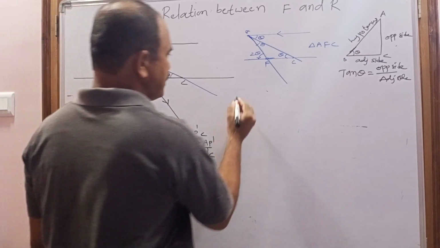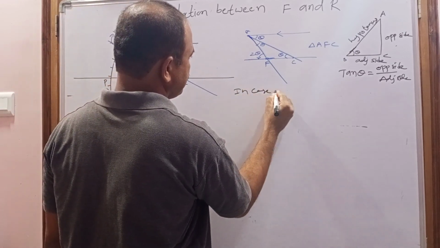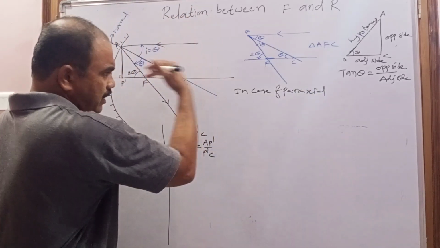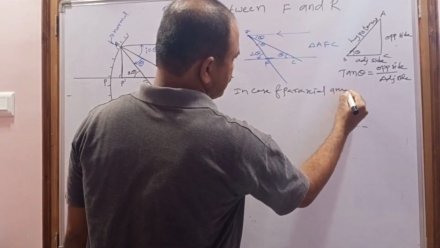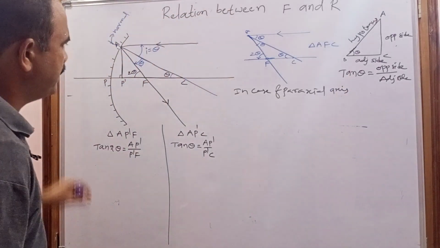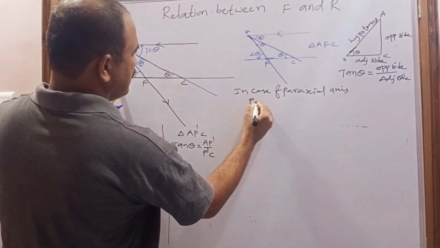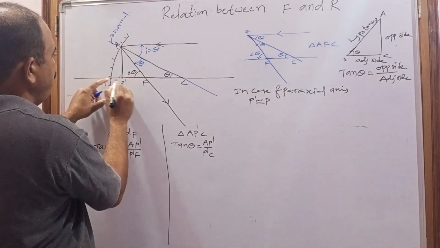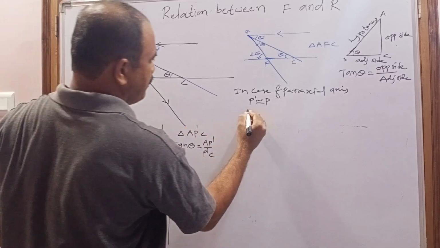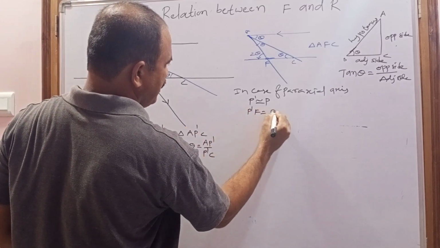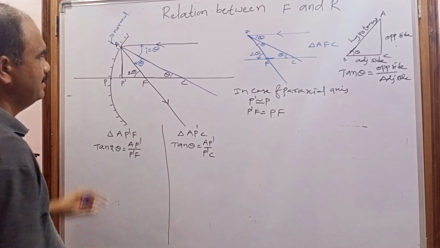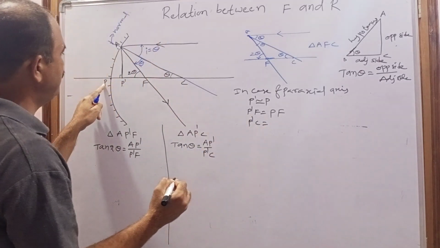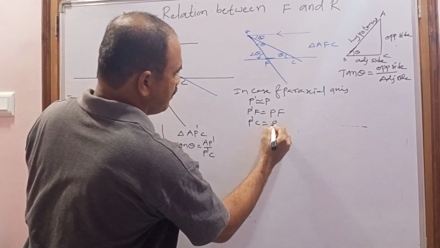So in case of paraxial rays, what is happening? Paraxial means the rays which are nearer to the principal axis. In this case, p dash is nothing but equal to p. That's why the distance between p dash and f is the same as the pole to focus distance, and the distance between p dash and the center of curvature will be the same as the pole to center of curvature distance.